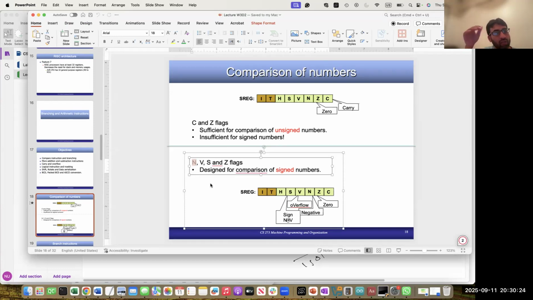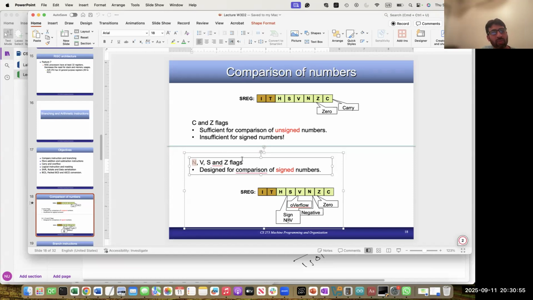Overflow flag. Actually, in some situations, even in the case of comparing signed numbers, your negative flag is not enough to give you the correct information. And what are those situations? When overflow happens. In those situations, we need to combine the negative and overflow flags and name it the sign flag. So then we look at the sign flag.